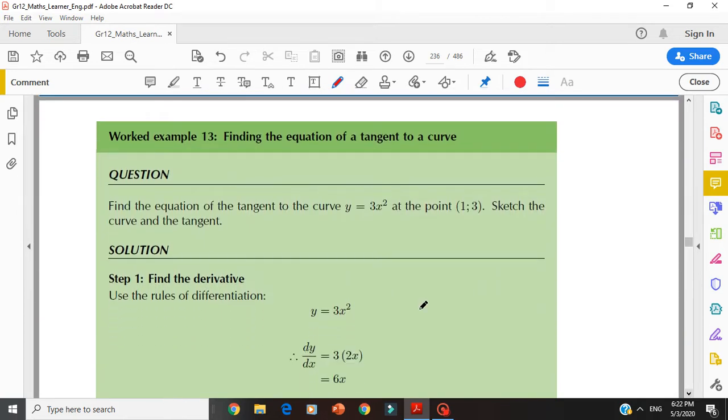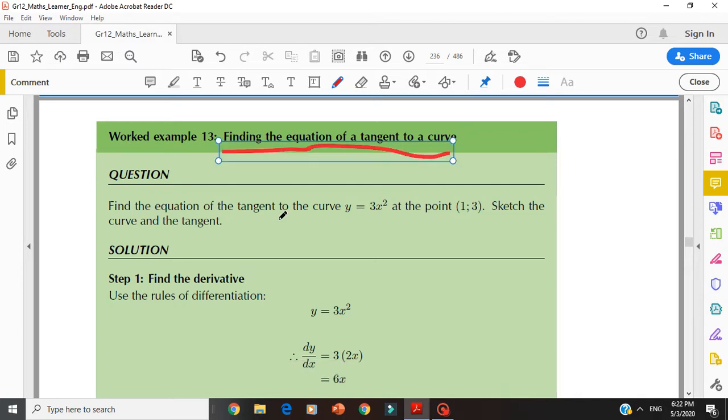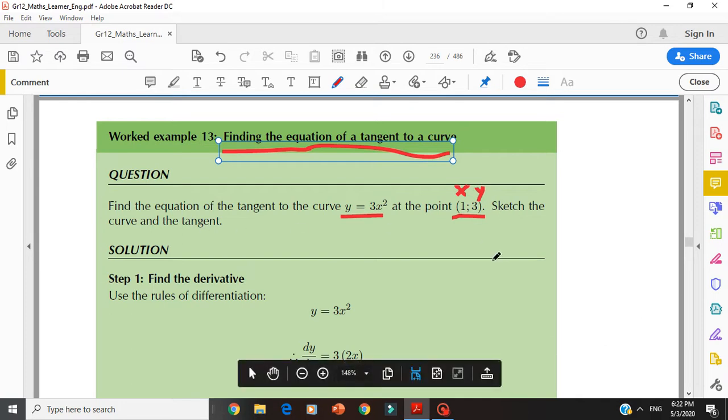The question states here, find the equation of the tangent to the curve y equals 3x squared at the point (1, 3), where x equals 1 and y equals 3. And they say sketch the curve and tangent. Let's not worry about that. Let's worry about the mechanics or the mathematics behind this problem.